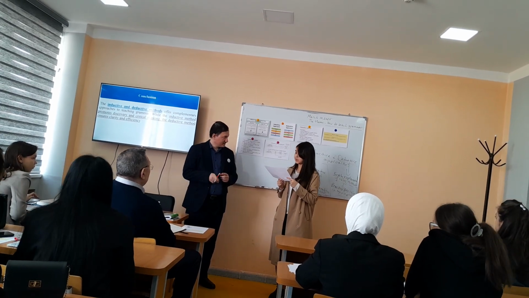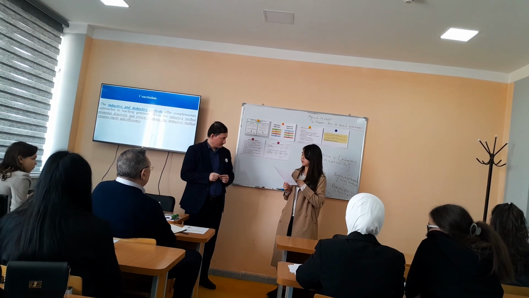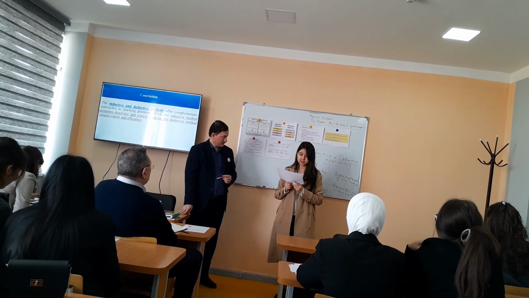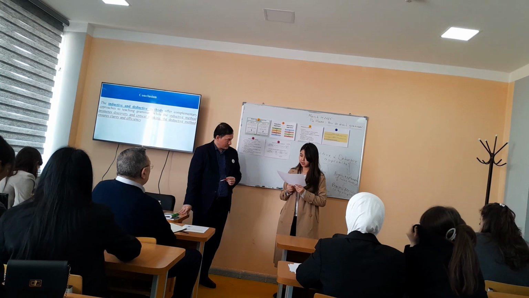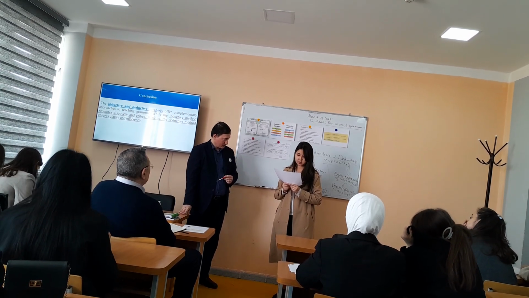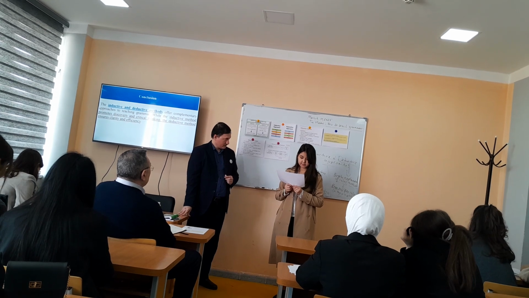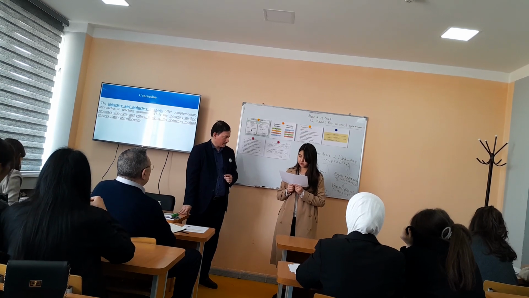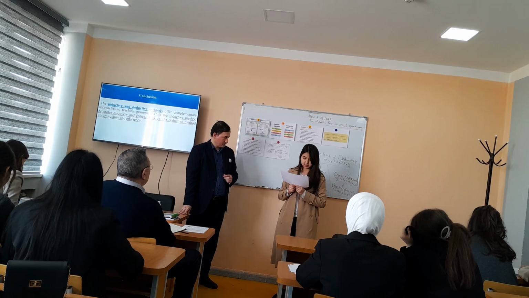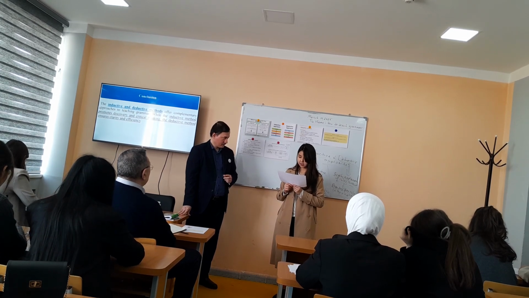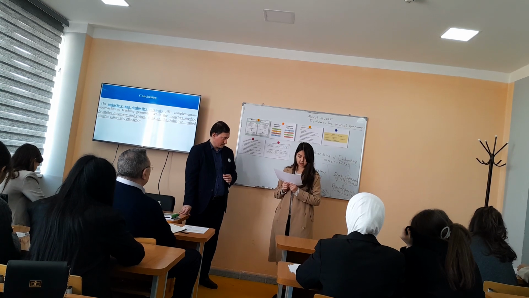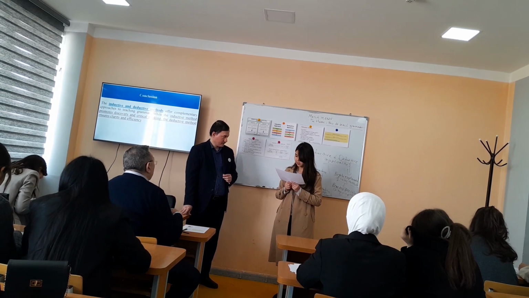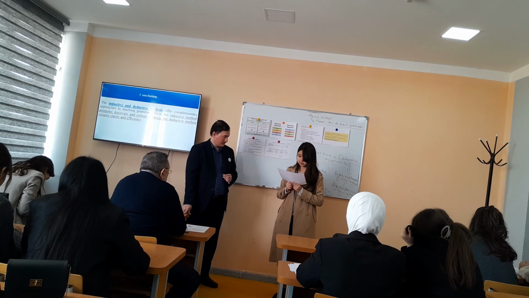Activity: examples, articles A and AN. Definition: articles are words that define a noun as specific or unspecific. The types are indefinite articles A and AN. A is used before words that begin with a consonant sound. Example: a cat, a house, a university. AN is used before words that begin with a vowel sound. Example: an apple, an hour.